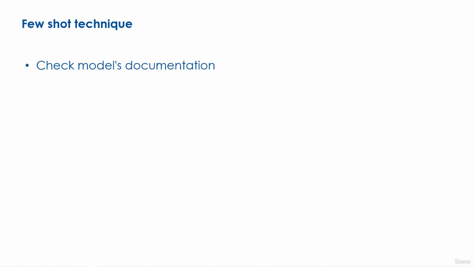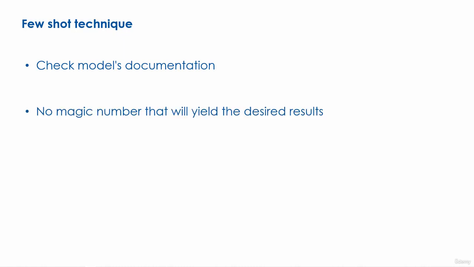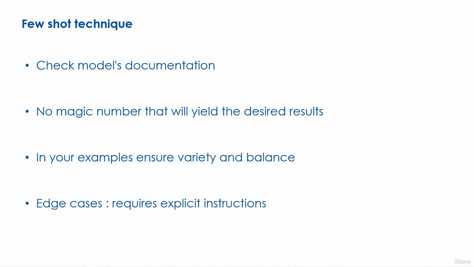Check the model's documentation for guidance. The idea is to ensure that you are following the model's recommended best practices for few shots. There is no magic number of examples that you need to provide the model, as it all depends on the model and the task. To determine the number of examples you need for a specific task, build your examples list incrementally and test thoroughly. Ensure variety and a good mix of examples to achieve good performance. Identify edge cases and provide explicit instructions on how to handle those edge cases.